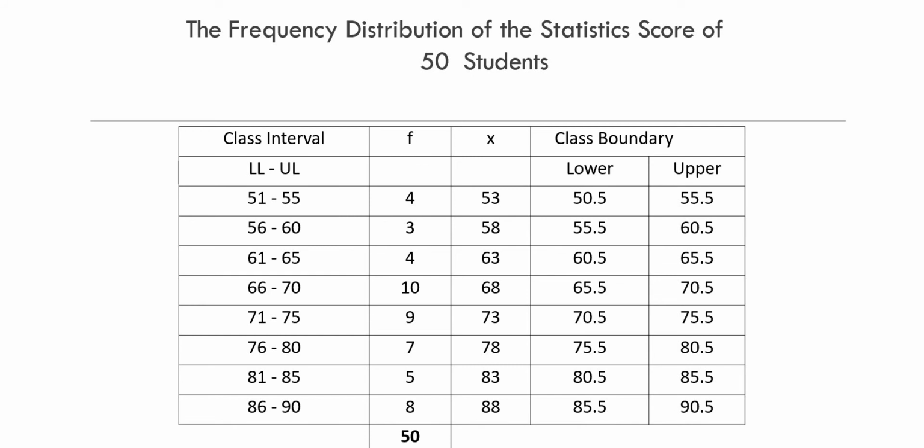Okay. X is the midpoint, right? This is the average of the upper limit and the lower limit. This is the class boundary from earlier, right? We said you have to add 0.5 for the upper and deduct 0.5 for the lower limit to get the class boundary. Okay? So look, the respondents, observations, or research subjects are 50, so the researcher decided to have 8 intervals. Okay.